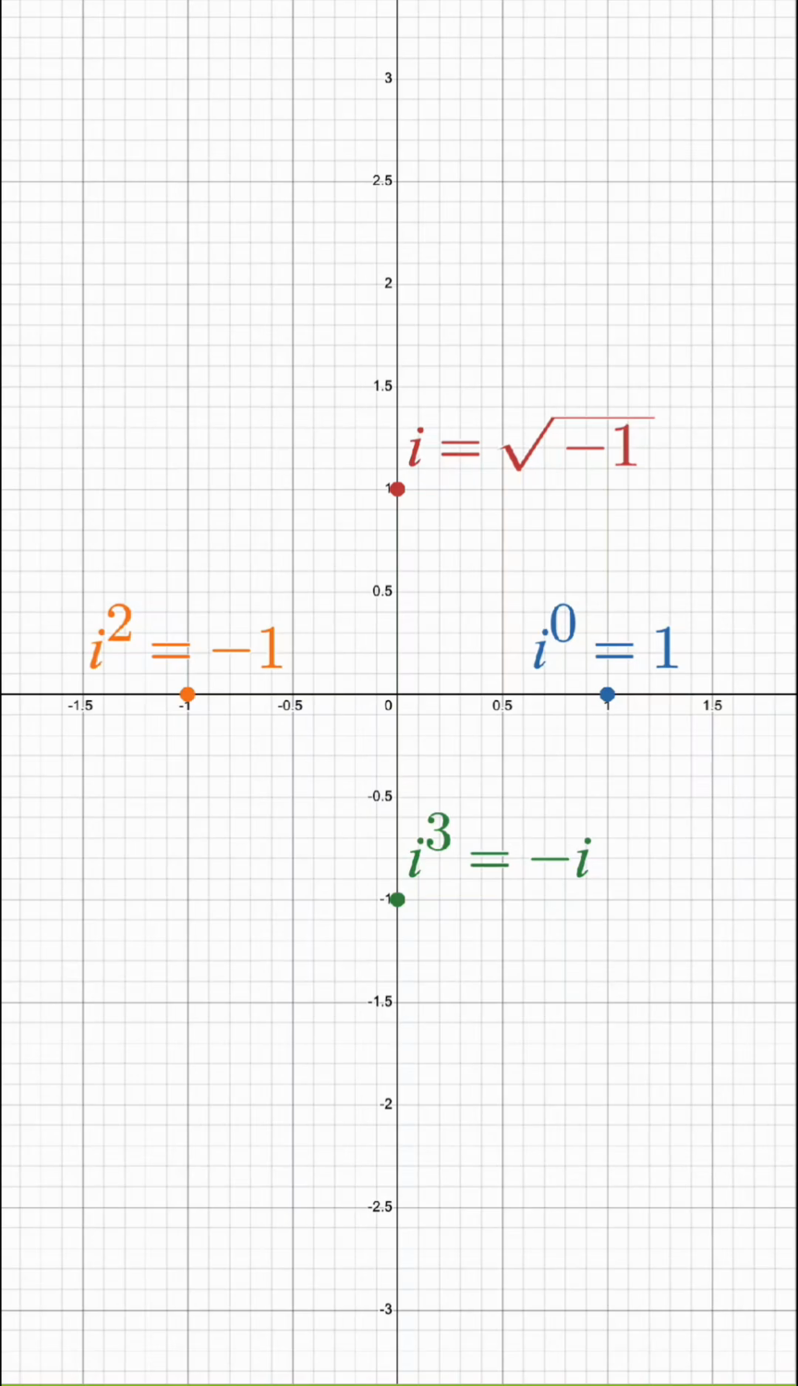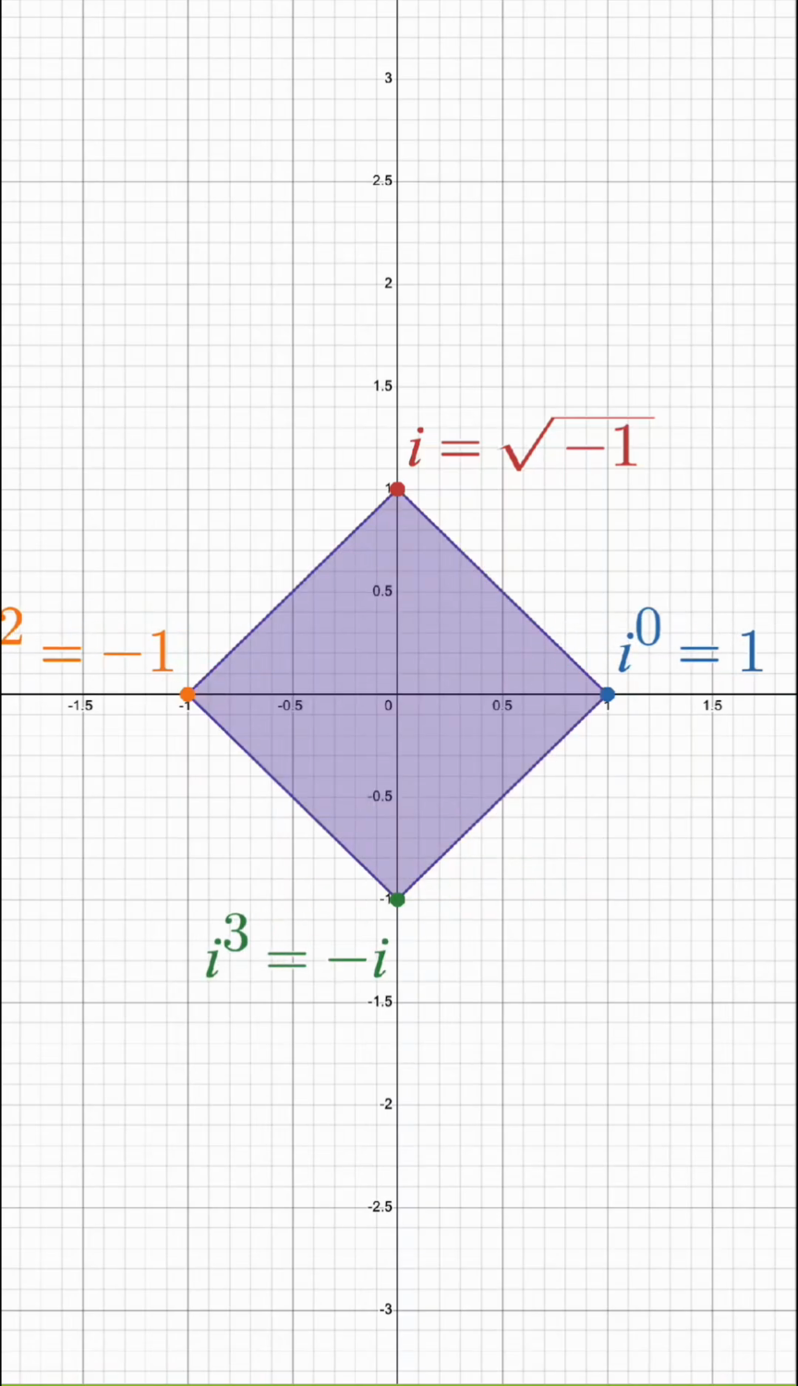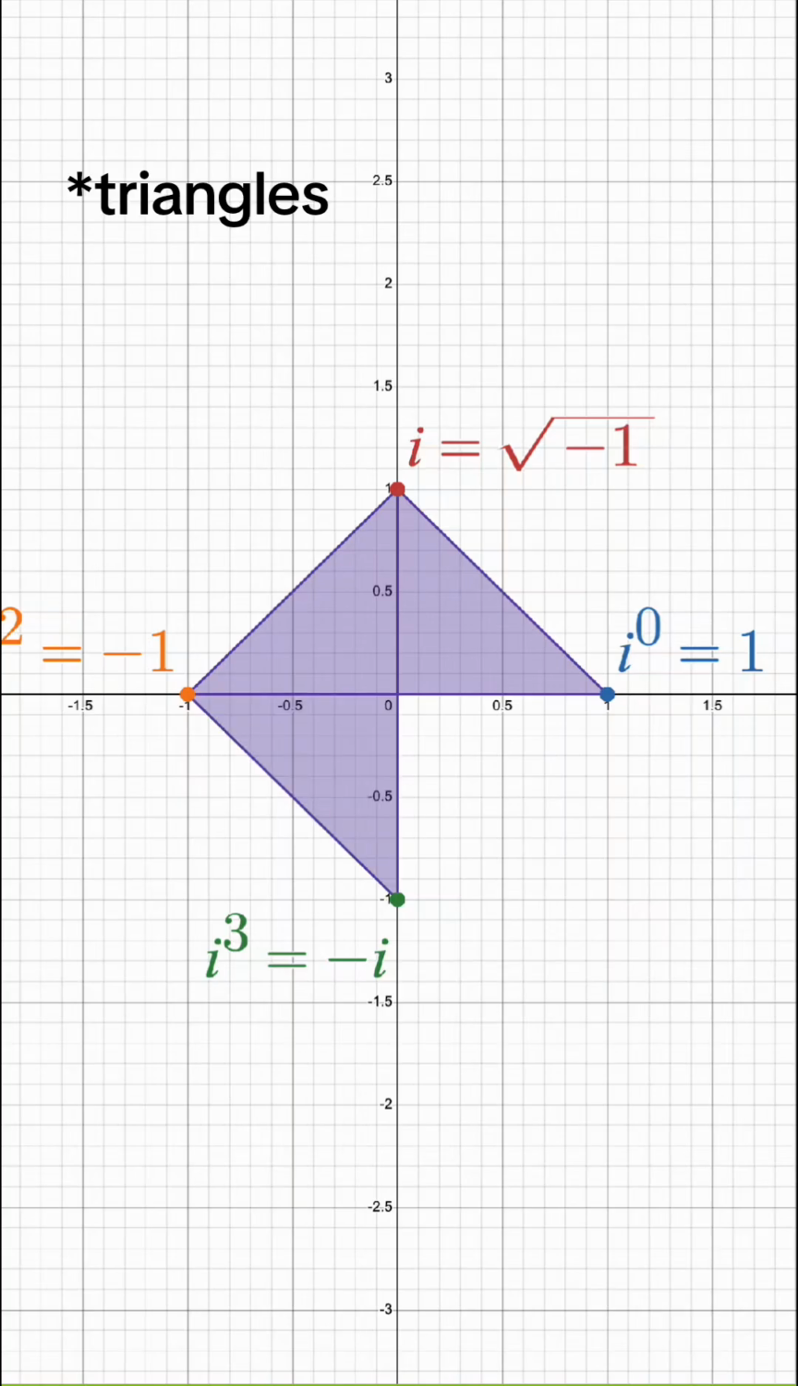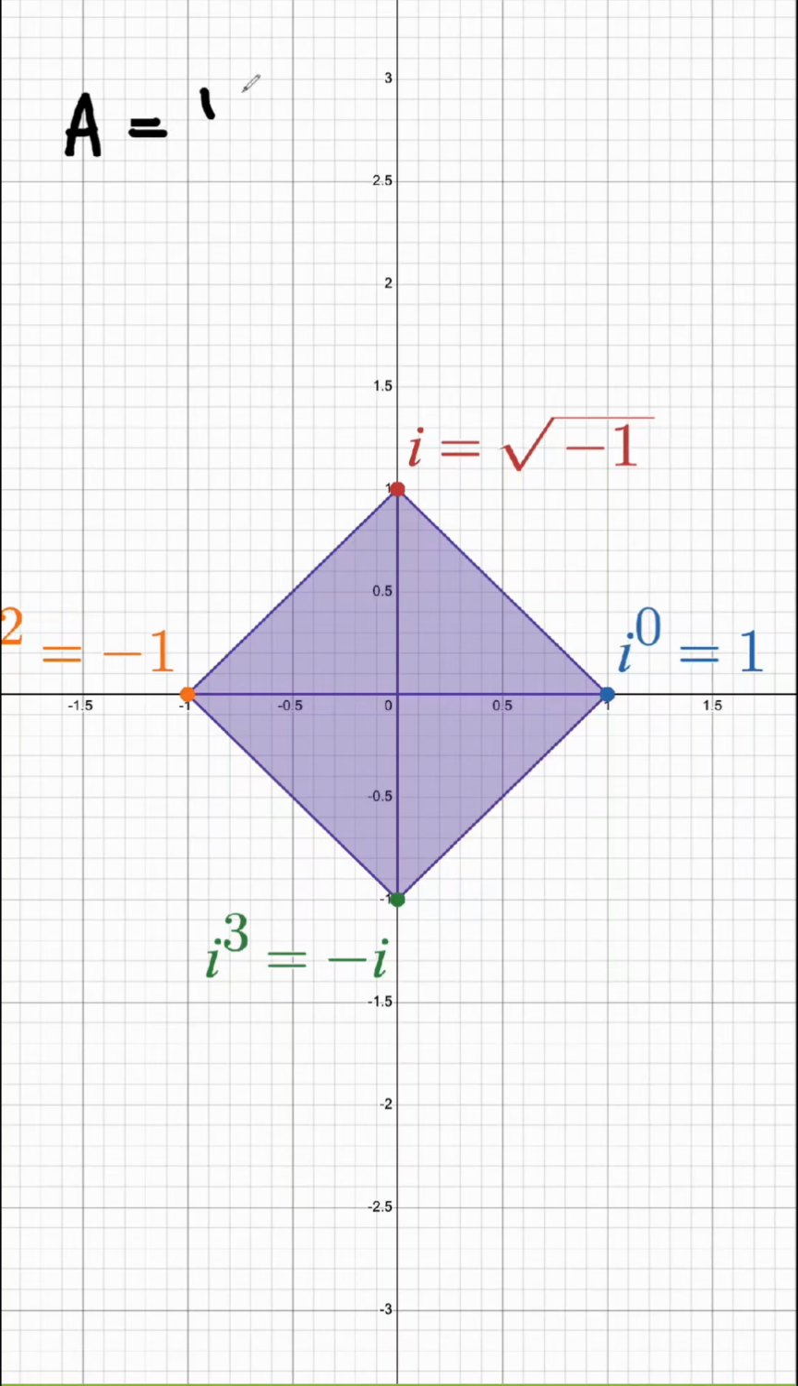If we take a look at these 4 points and we connect them all together, we get a square. And we can find the area of that square in a very roundabout way by finding each of these 4 triangles one by one. We can do that by using an area of a triangle formula. Most of the time we use the standard one, A equals 1/2 base times height.